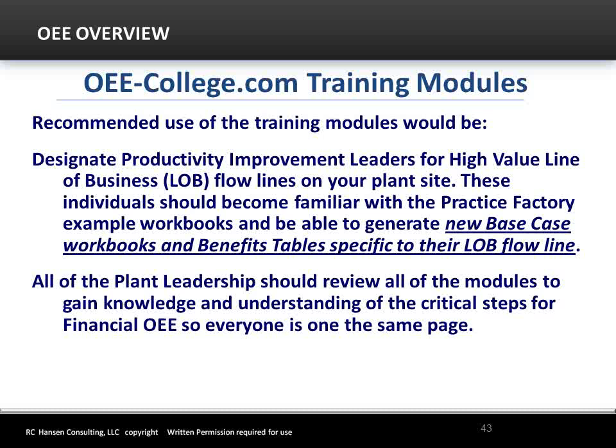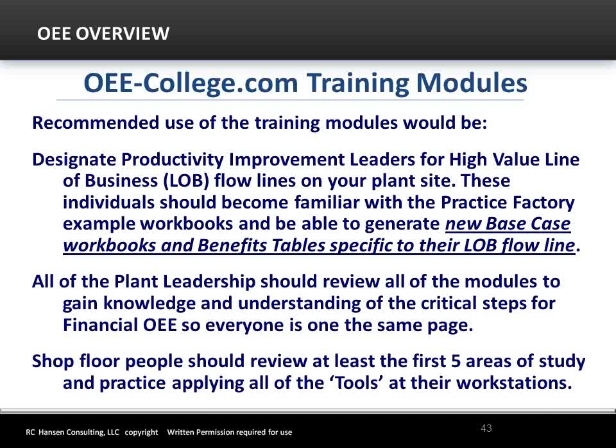All of the plant leadership should review all of the modules to gain knowledge and understanding of the critical steps for financial OEE so everyone is on the same page, and specifically review then the results of the lines of business base case workbooks and benefits tables as they're presented.